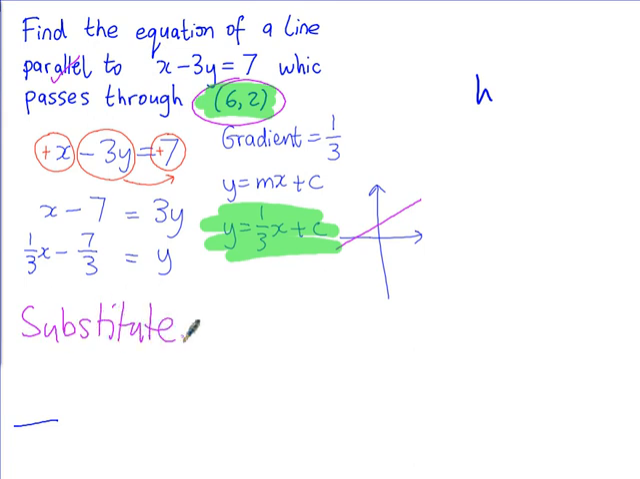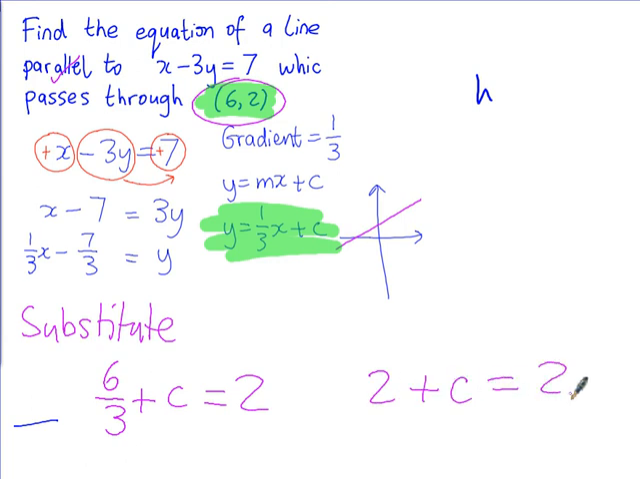So as I was saying, that point highlighted in green, 6,2, must obey the rule. And the rule is we take x, which is 6, when we divide it by 3 and add c, we should get y, which is 2. So 6 over 3 is 2, add c equals 2. So 2 plus c equals 2, and from that you should be able to see that c has to be 0. So our final answer is y equals 1/3 of x plus 0, which we can just write as y equals 1/3 of x.